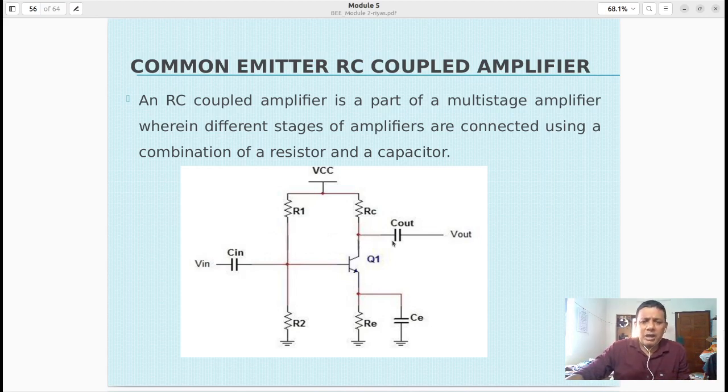Different types of amplifiers are there, using different methods, and again direct coupling is there. Instead of this C out, we can couple directly to the input of another amplifier. After this stage there can be one more stage also. If you connect amplifiers one after another, it is known as cascading of amplifiers. But here we are studying only one stage. This is a single stage RC coupled amplifier. An RC coupled amplifier is a part of a multi-stage amplifier, wherein different stages of the amplifiers are connected using a combination of resistor and capacitor.